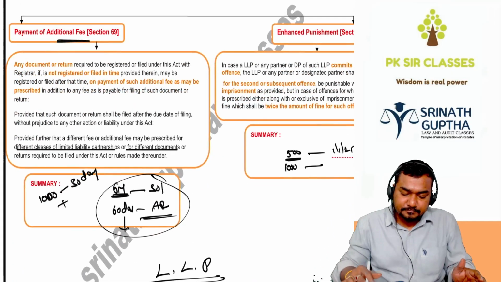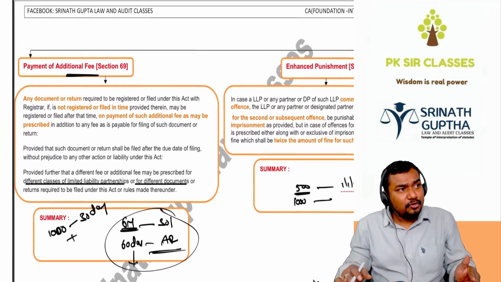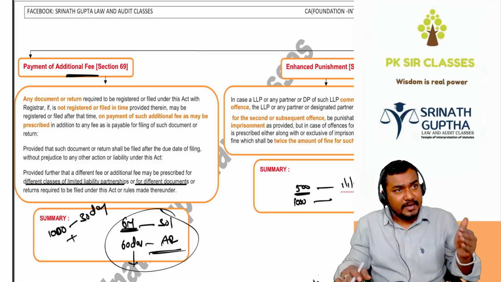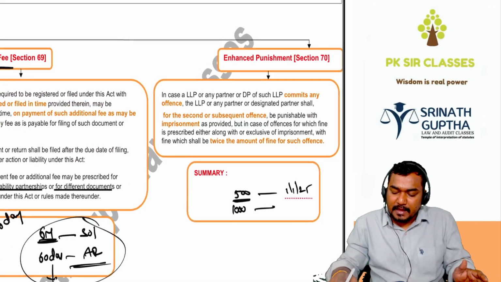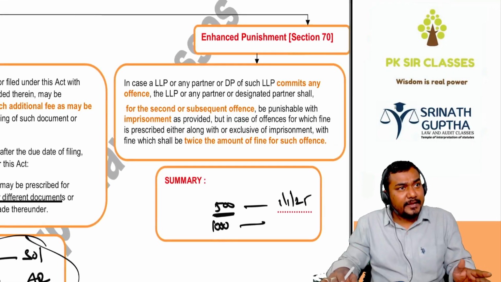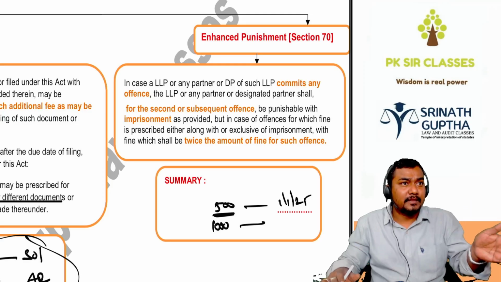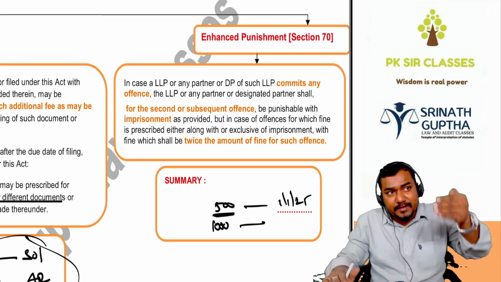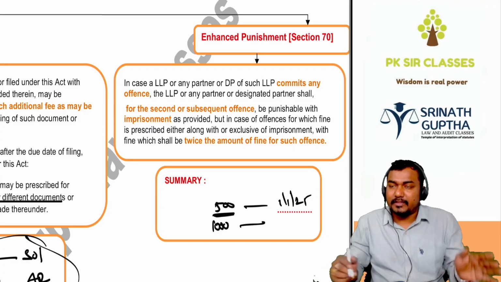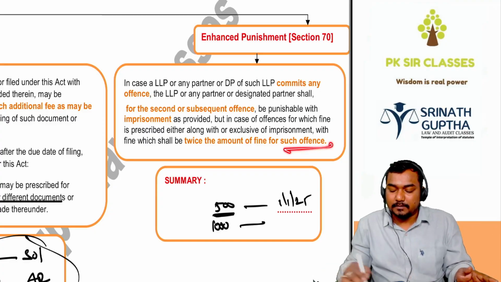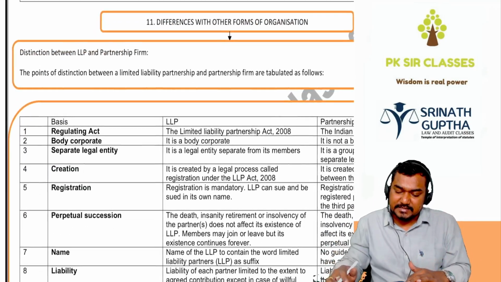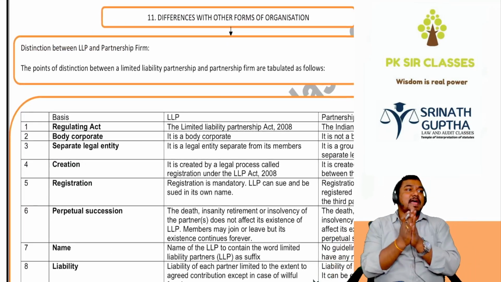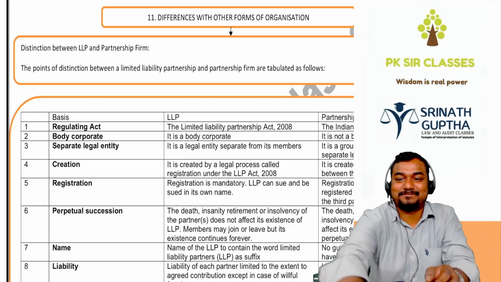How many days? If the LLP is unable to file any document with the ROC, we can also file beyond the specified date on payment of additional fees. And if any person commits any default under the LLP Act, and he is punished with imprisonment or fine, if he makes the same default a second time, the fine and imprisonment will be doubled. Twice the amount, twice the imprisonment will be there if he is repeating the same offense. With this, we are done with the LLP Act. Done.